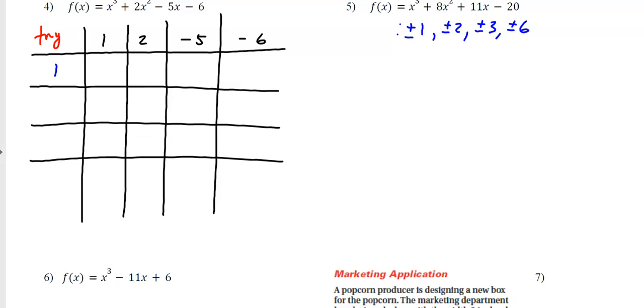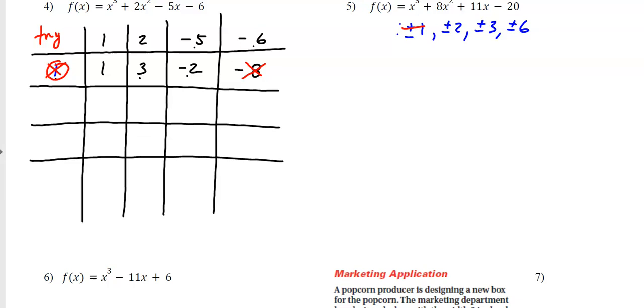So I'm going to try 1, and I'm going to plug it in, and I bring my 1 down. Well, then 1 times 1 is 1. Added to 2 will give me 3. 1 times 3 is 3. Added to -5, well, that's -2. And then 1 times -2 is -2. Added to -6. Well, that gives me a -8. So it looks like 1 is not a factor. All right? So this is not a factor because I didn't get 0 over here. So I know I can cross out the positive one.